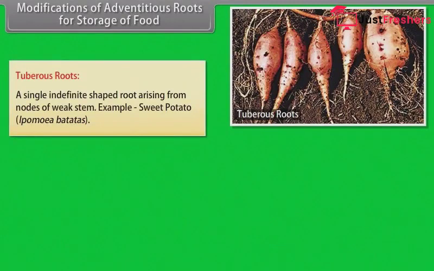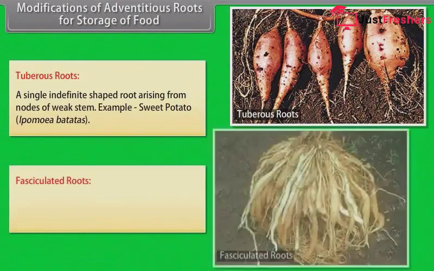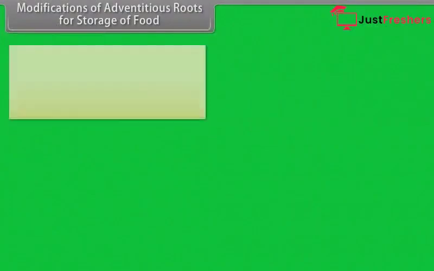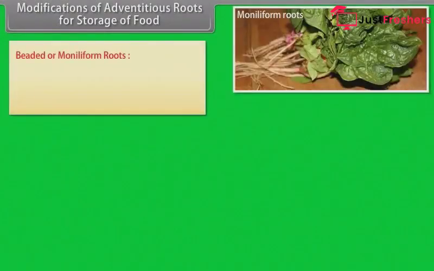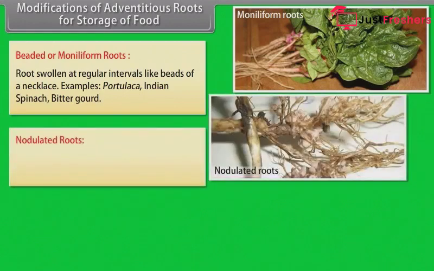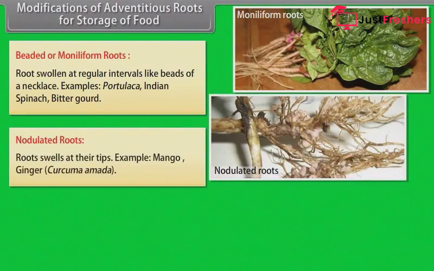Example, sweet potato. Fasciculated roots: a cluster of tuberous root. Examples, dahlia, Zeolia, asparagus, etc. Beaded or moniliform roots: roots swollen at regular intervals like beads of a necklace. Examples, portulaca, Indian spinach, bitter gourd. Nodulated roots: roots swell at their tips.